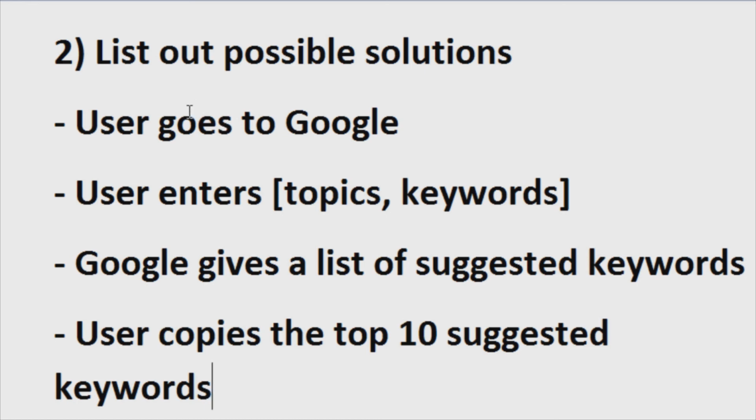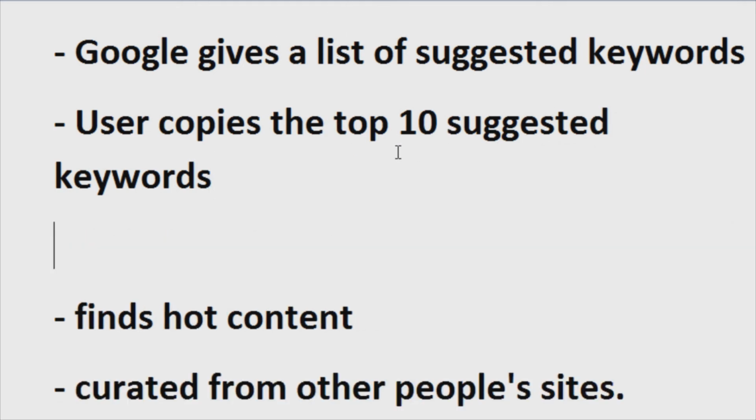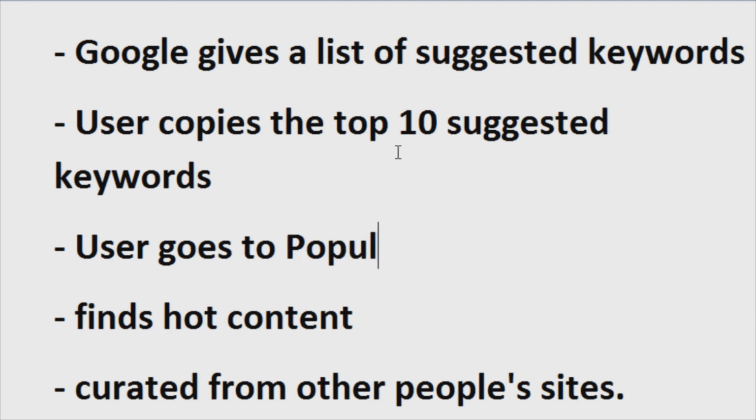So the user goes to Google, they type in the keyword, then Google gives a list of keywords. So you're telling us what the machine does and the user does. The user copies the top 10 keywords, and then maybe the user goes to, let's say, Facebook or some blog site, maybe Blogger, or let's say, we'll just call this, user goes to popular blog directory.